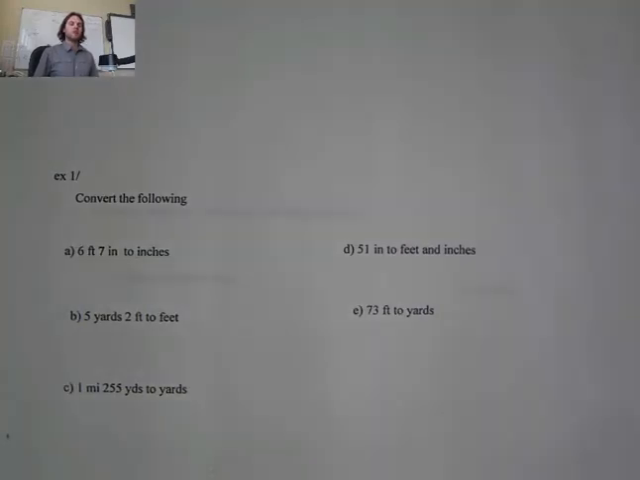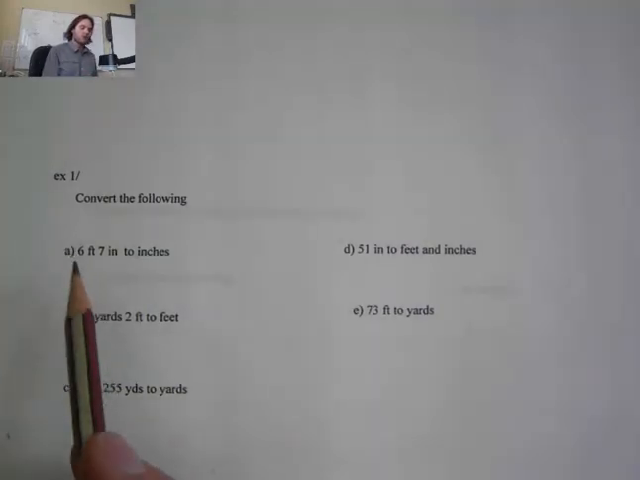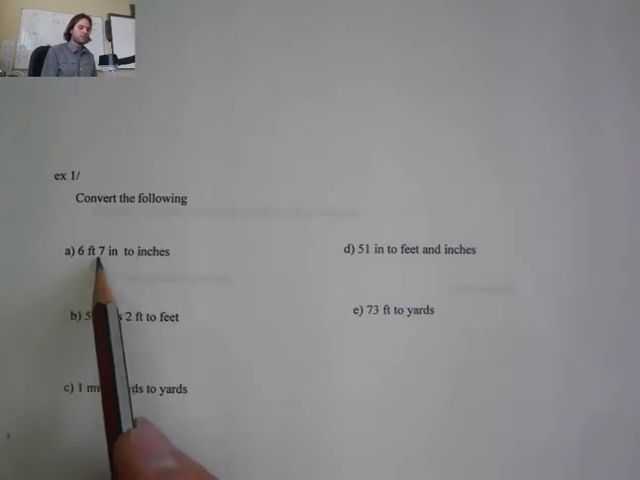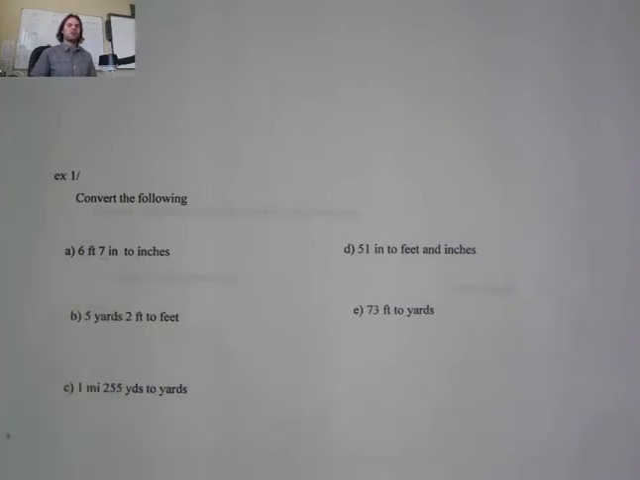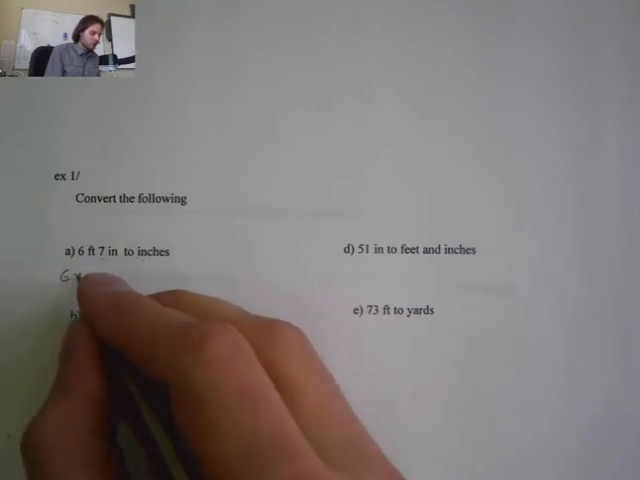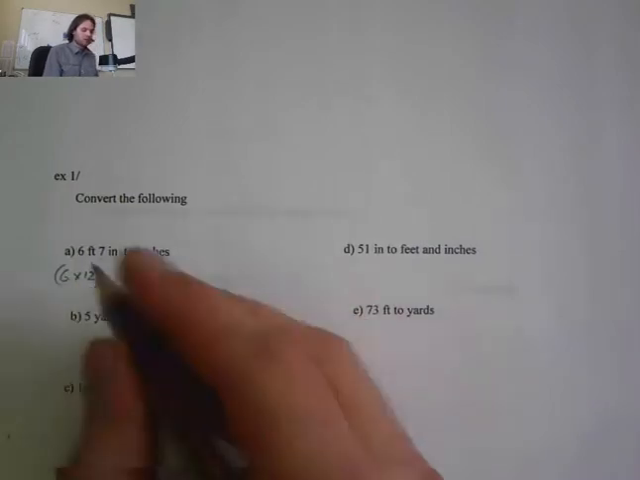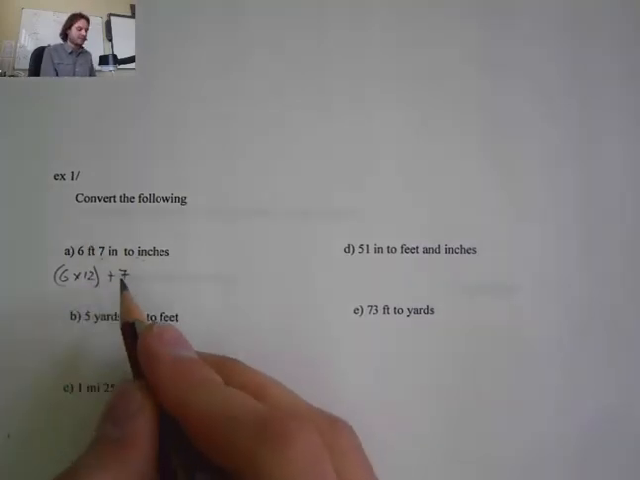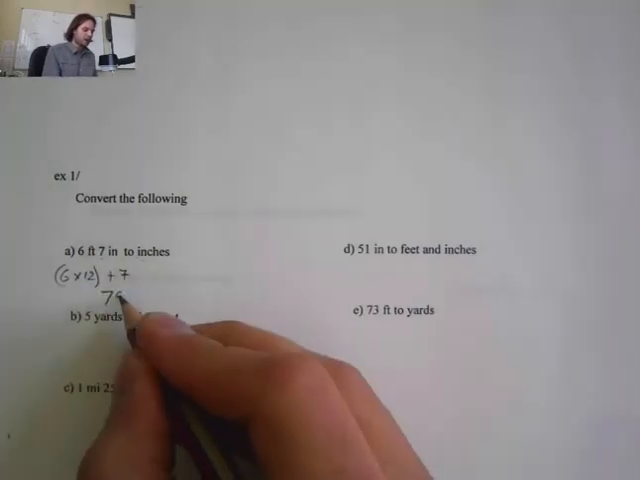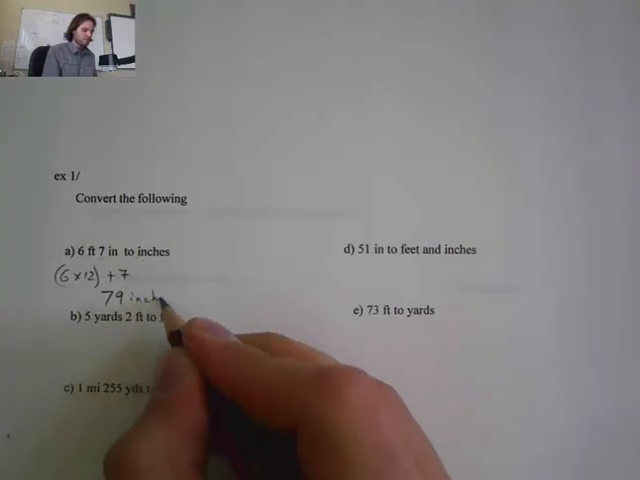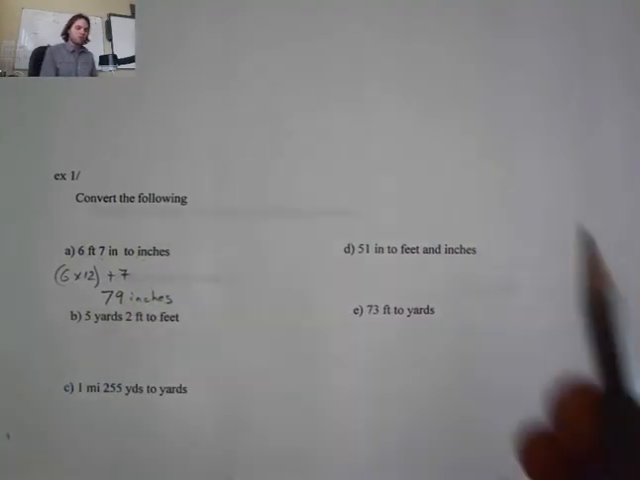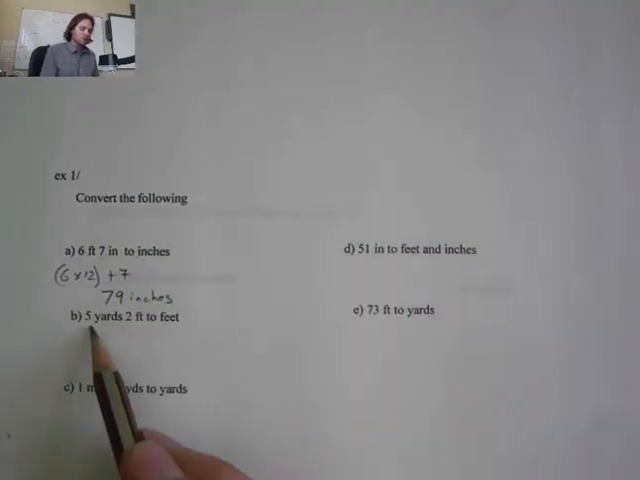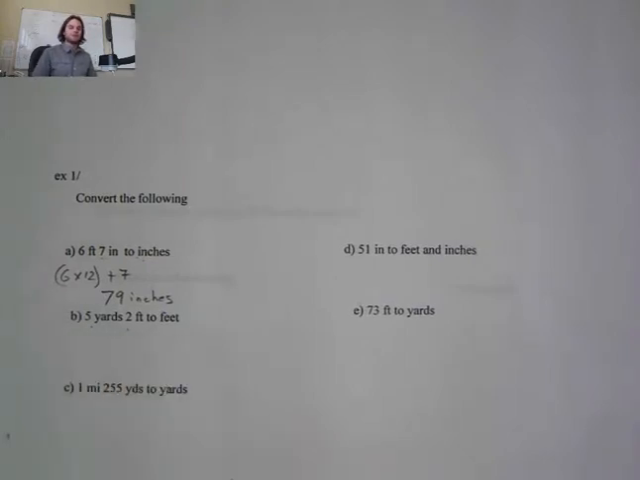So on this page here, it's asking us to convert the following. So we have 6 foot, 7 inches, and we want to convert that to inches. So first, I must convert my feet to inches. So that's 6 times 12. And then we also have 7 inches, plus 7, which is going to give me 72 plus 7 gives me 79 inches.